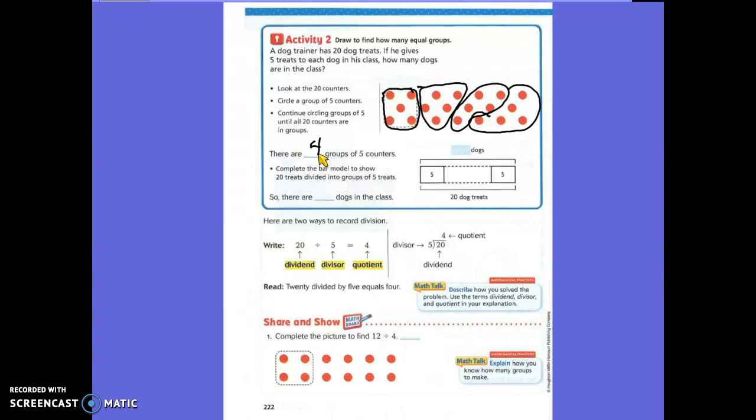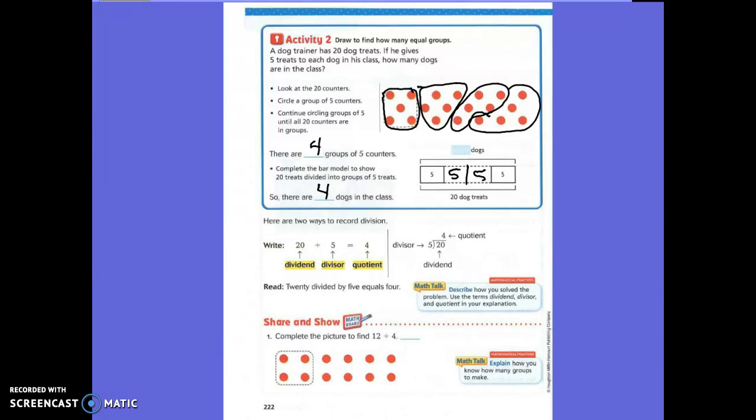This time we didn't know how many dogs, but we did find them out. There are how many dogs this time? 4. So how many bars should we have? So you need to split this middle one in half. We already have 5 in the other 2 bars, so what do we need to do in these bars that we just made? We need to put the 5. 4 5s equals 20. So how many dogs were in the class though? 4. Okay.